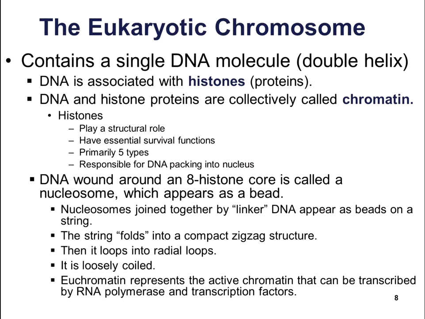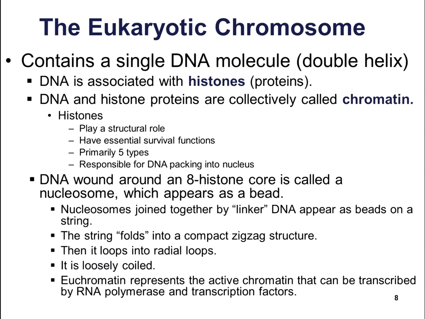So, human cells are eukaryotic, okay? And we have chromosomes. So we have a single DNA molecule, which is a double helix, or sometimes referred to as a twisted ladder. And DNA is associated with histones. And histones are proteins. And DNA and histone proteins are collectively called chromatin.